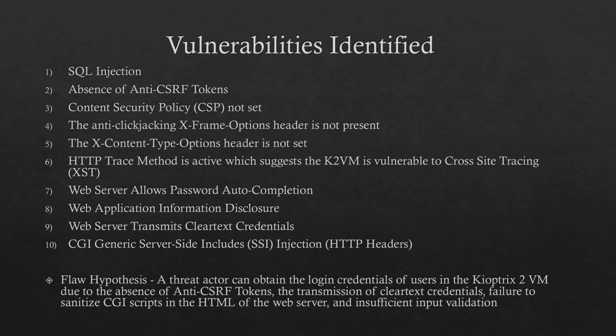The absence of anti-cross-site request forgery tokens makes the machine susceptible to a cross-site request forgery attack. Cross-site request forgery is when a threat actor forces an end user to execute unwanted actions on a web application in which they're already authenticated. There are 3 conditions that must be in place for a cross-site request forgery attack to be possible. First, a relevant action. Second, cookie-based session handling. And third, no unpredictable request parameters. The content security policy is not set.